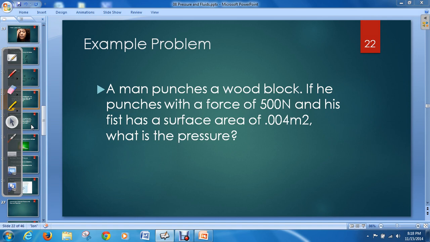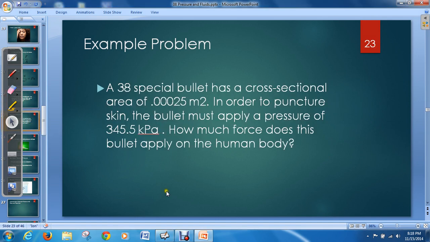How about that? Okay, so if you're answering this participation, try this problem. Okay, so a .38 special bullet has a cross-sectional area of 0.0025 meters squared. In order to puncture skin, the bullet must apply a pressure of 345.5 kilopascals. How much force does this bullet apply on the human body? Okay, so make sure you convert this before you plug it in. Okay, but again, try this if you are doing this for participation.